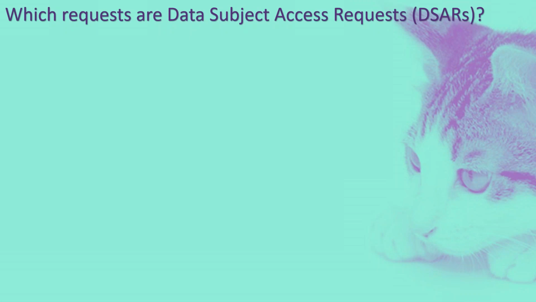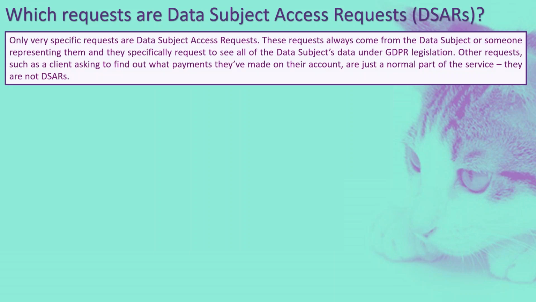So, which requests are data subject access requests as covered under GDPR? Only very specific requests qualify as data subject access requests. They always come from the data subject or a representative. It's important that you understand that not every request is a DSAR to see information. You will get routine day-to-day requests such as a client asking to see what payments they've made on their account or a recent history. These are just a normal part of the service we provide and they are not DSARs.